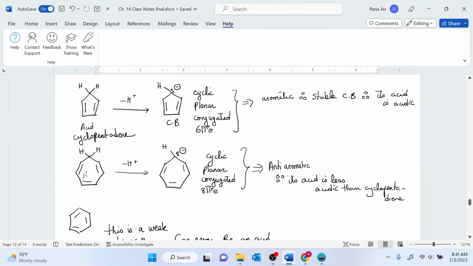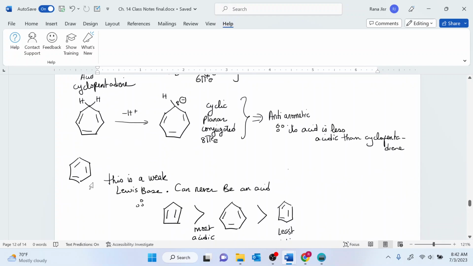Do the same thing for the other structure in there. This is cyclic, planar, conjugated. Number of electrons is 8, so this one is anti-aromatic. We know that aromatic is more stable than anti-aromatic. So that is going to make this structure over here more acidic. Its acid is going to be more acidic than the cycloheptadiene.